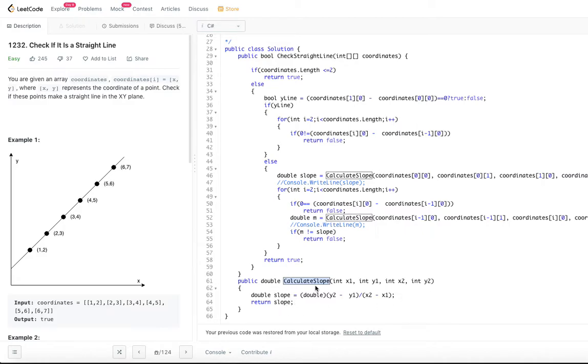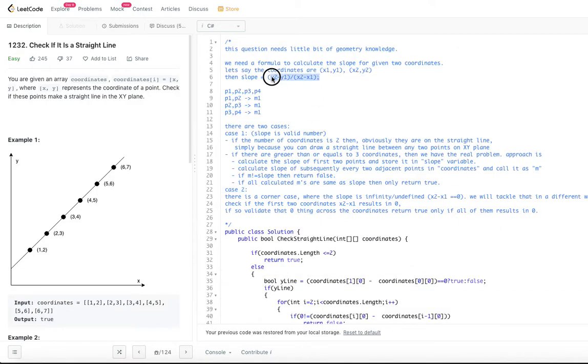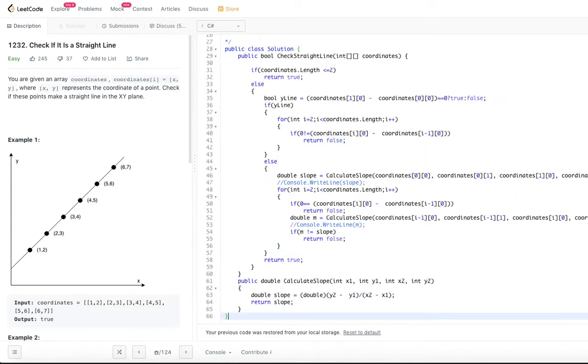Since we are going to have division, the result will most likely be a double. That's why I am converting it to a double. So y2 minus y1 by x2 minus x1. It is the same formula that we discussed, assuming x1, y1 and x2, y2 are the two points. So now we have the slope calculation method.